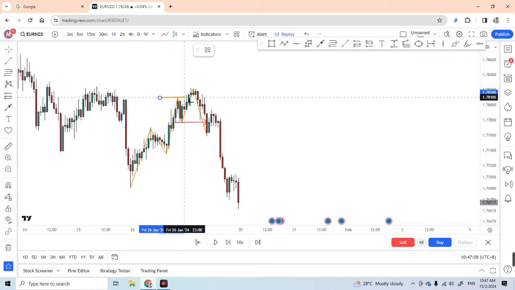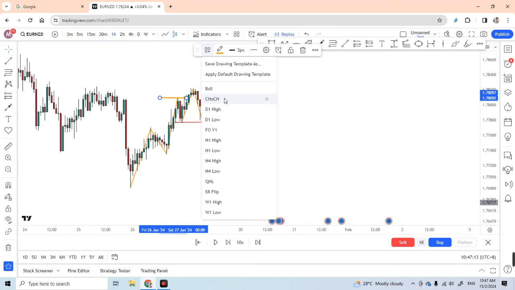Now the problem with a lot of people is that they only know how to trade the QML line, which is inaccurate.